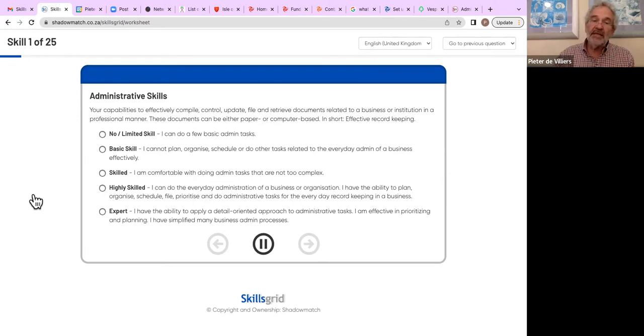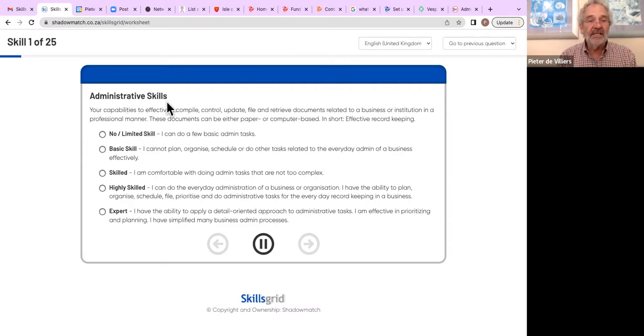But what I will do is I will try to manipulate the Skillsgrid questionnaire, because I know that many of you, and before we go on, I will organize for us to experience this firsthand when we are done. So please don't run away and don't close your browser now, because I've got an idea, a plan for you to experience this firsthand. So let's start with administrative skills.